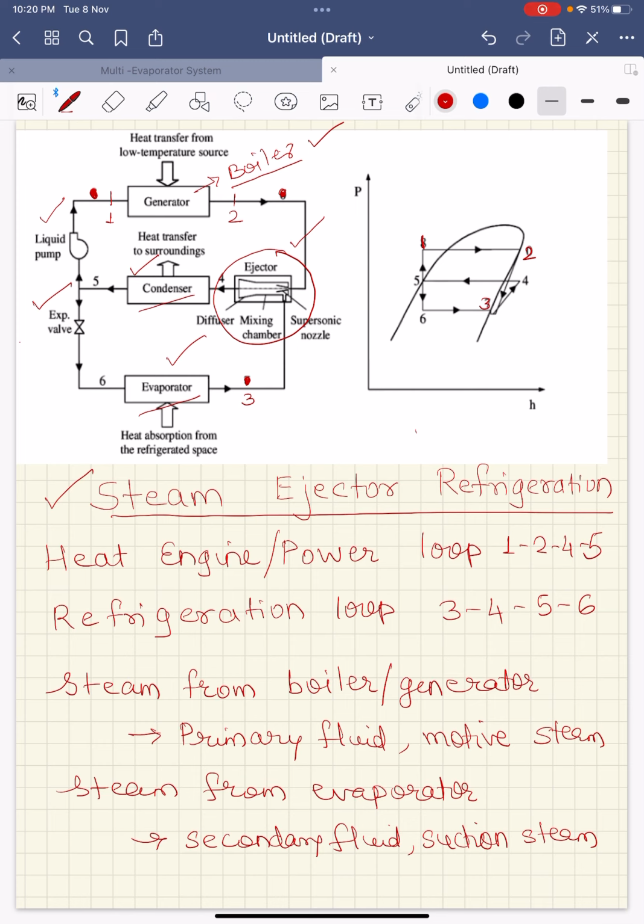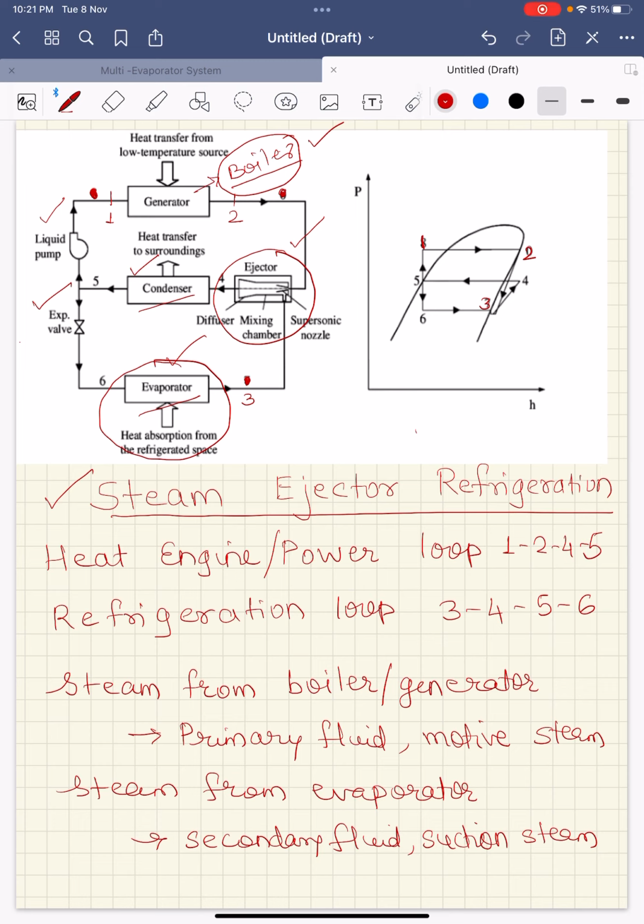So, the cooling effect is created in the evaporator, and this is created not because of electricity supplied, but because of heat which is supplied in the vapor generator. So, this is a heat driven technology. You are supplying heat in the boiler and you are getting cooling effect in the evaporator. Instead of a compressor, we have an ejector.